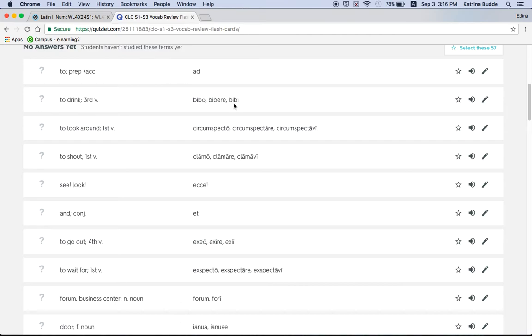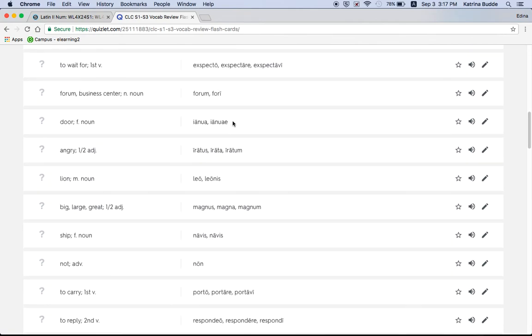Bibi is the third principal part. It's the first person singular perfect tense. So, I drank. That's how they're all going to be from here on out. In the past, the Latin entry was just simply bibit, or circumspectat, or clamat. But now you're much more advanced, you need more information, and this is how the entries look in the dictionary.